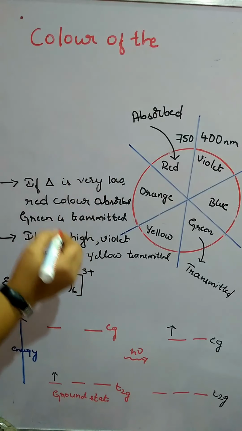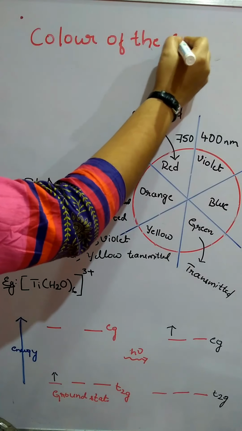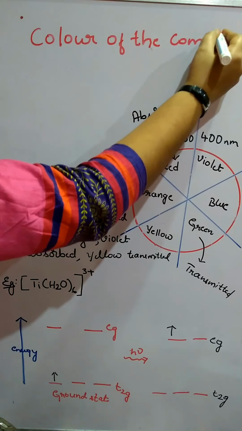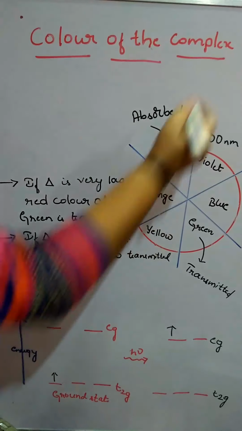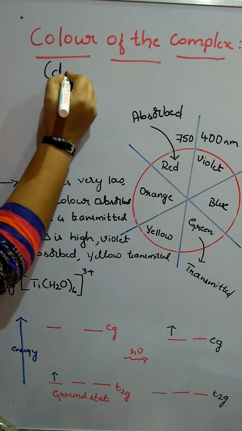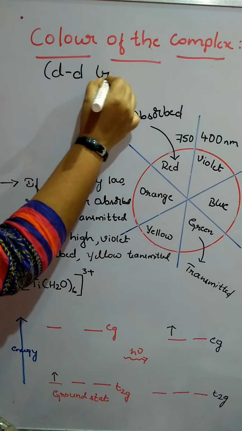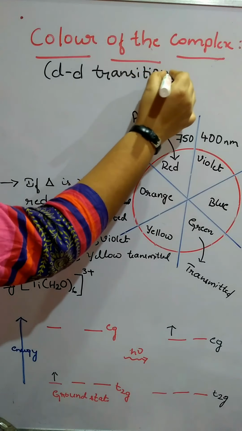The next one, color of the complexes. On what basis the color of the complex is explained by CFT, we shall see now. The color of the complex is due to the d-d transition. That is a very, very important thing. What is the d-d transition? We shall see that later. Before that, let us see how it is going to happen.